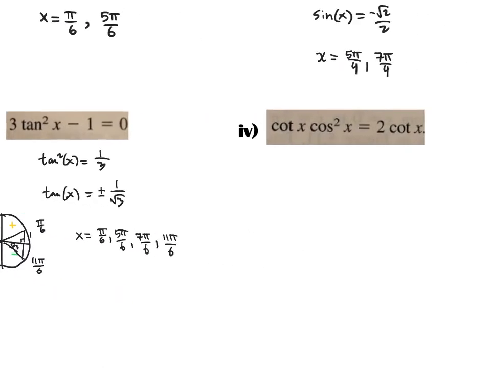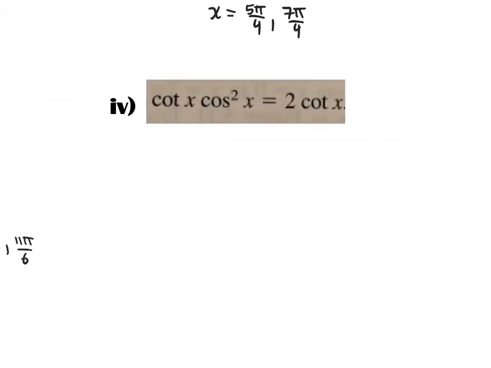Okay, let's look at number 4. Cotangent x cosine squared x is equal to cotangent x. Now, if you ever see two different functions, so I've got cotan and cosine here, there's no identity that ties them together. So what I'm going to do is subtract cotangent of x over to the left side.